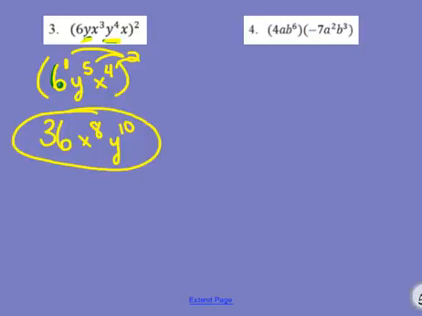Moving forward, alright, now we have some multiplying to do here. So we have 4 and negative 7. That's going to be negative 28. I think you guys are comfortable with that. Now 1, a to the first, and 2: you add exponents, so 1 and 2 is 3. And then it'd be 6 and 3 more, so I would get a total of 9b.